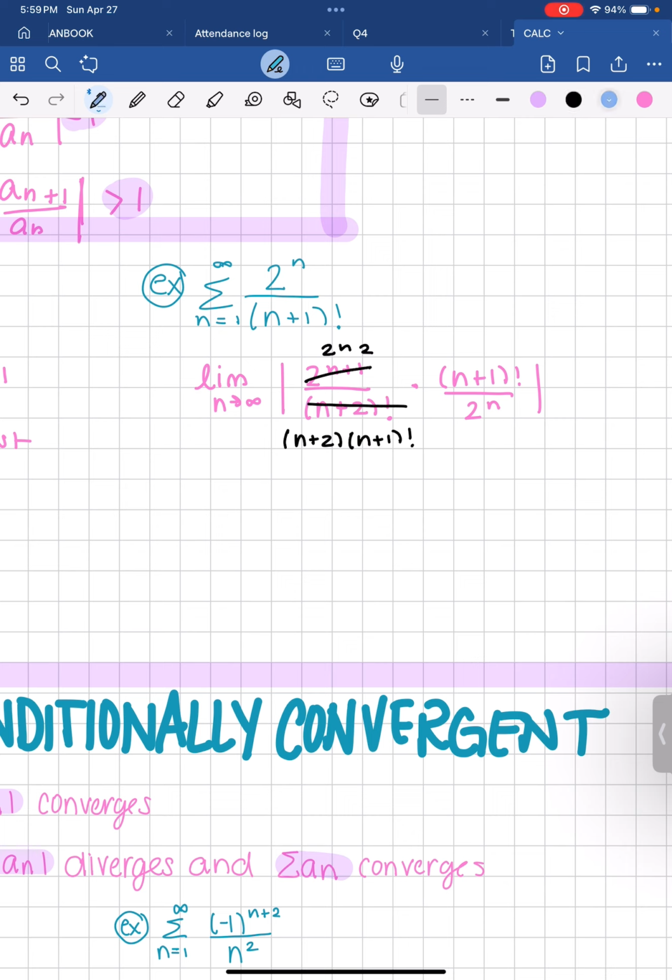So what can we cross out? The n plus 1 factorials and the 2 to the n. So we are left with the limit as n approaches infinity of 2 over n plus 2. Well, that limit is equal to 0, less than 1, converge by the ratio test. Isn't that fun? I don't know. It's like a little puzzle.